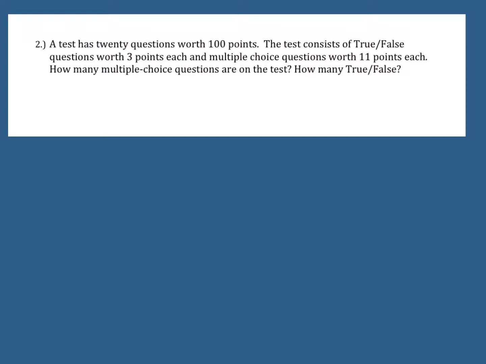So for number 2, it says a test has 20 questions worth 100 points. The test consists of true-false questions worth 3 points each, and multiple choice questions worth 11 points each. So it asks how many multiple choice questions are on the test, how many true-false. So right there, when it asks you what you're looking for, those become your variables. So I'm just going to make M my multiple choice.